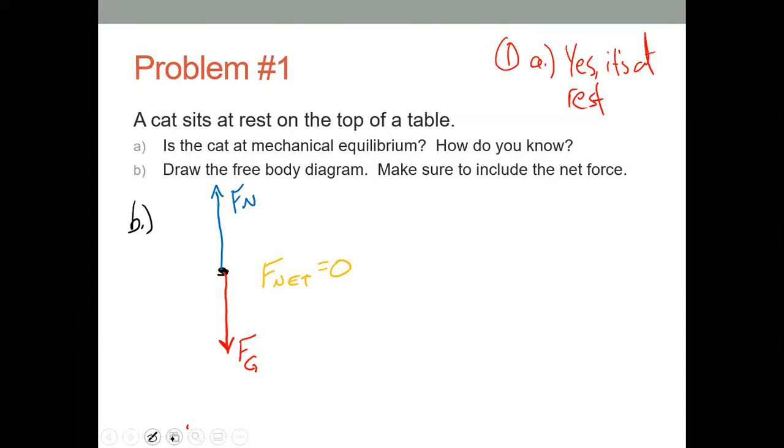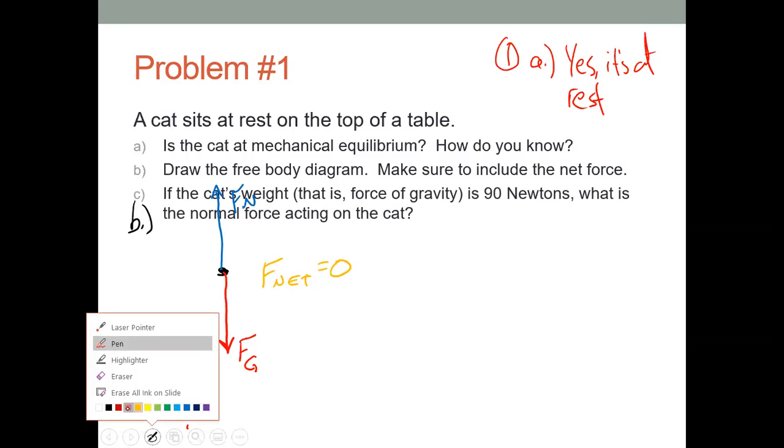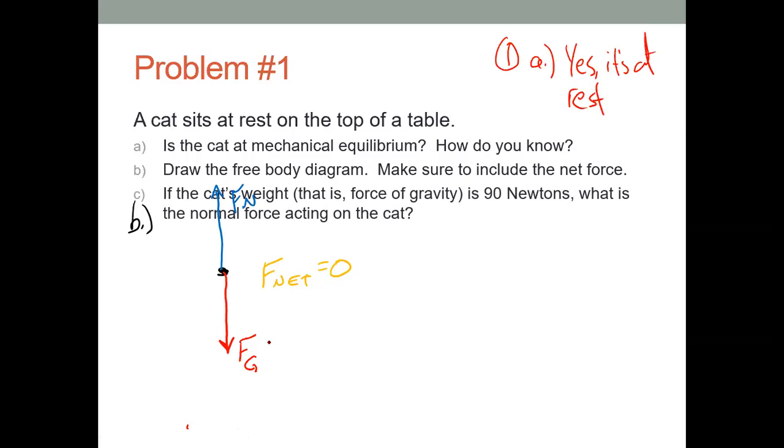Okay, the last question: if the cat's weight is 90 newtons, what is the normal force acting on the cat? Well, let's label, first of all, we were just told the weight or the force of gravity is 90 newtons. Question C says, if the gravity is 90 newtons and I'm at equilibrium, how much does the normal force need to be?